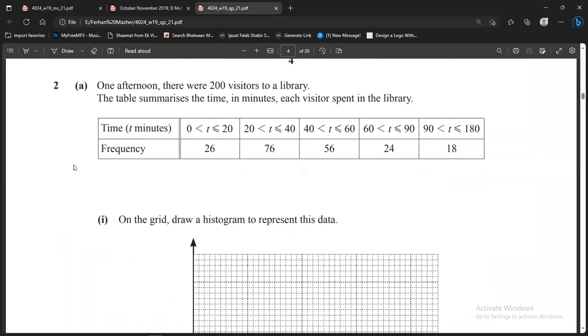Okay, here we go. This is question number 2, A part. After one afternoon, there were 200 visitors to a library. The table summarizes the time in minutes each visitor spent in the library. From 0 to 20 minutes, there are 26 people. 20 to 40 minutes, 76 people. 40 to 60 minutes, 56 people. 60 to 90 minutes, 24 people. 90 to 180 minutes, there are 18 people. So total 200 visitors.